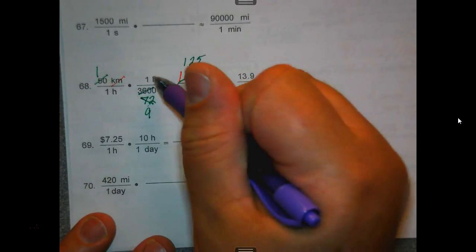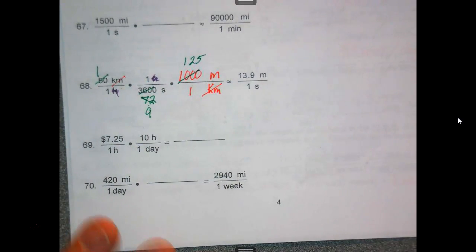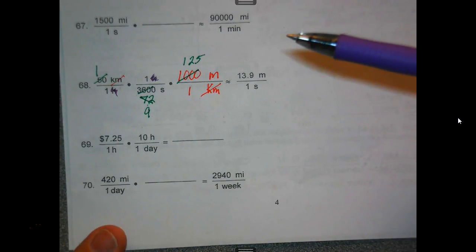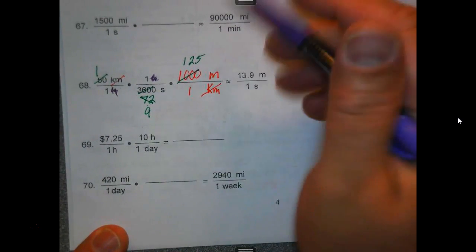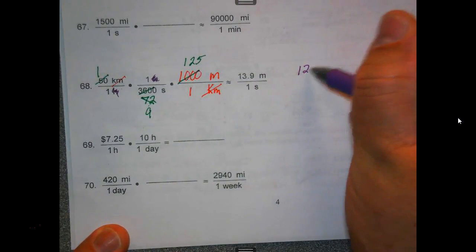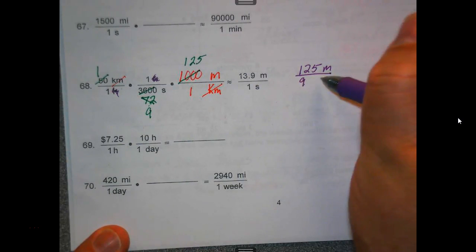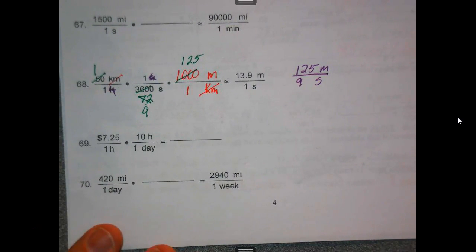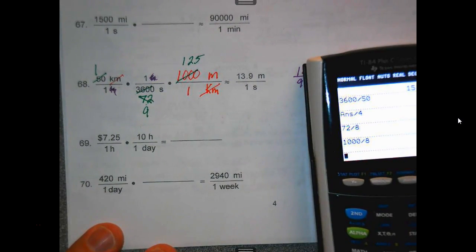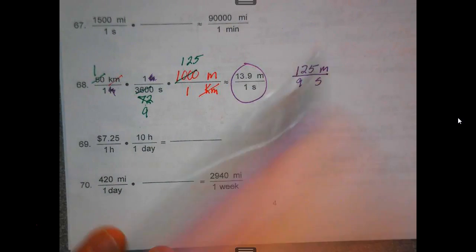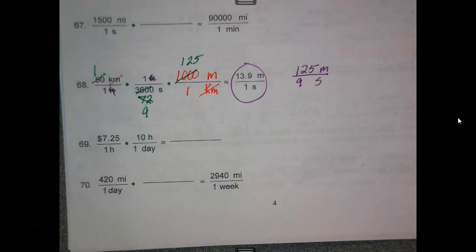Hours, somebody told me hours cancel out. So, if we multiply across, we get 125 meters per 9 seconds. And obviously, that can even be reduced more. 125 divided by 9 gives me 13.9. We are done. Do the rest of the packet for practice work.